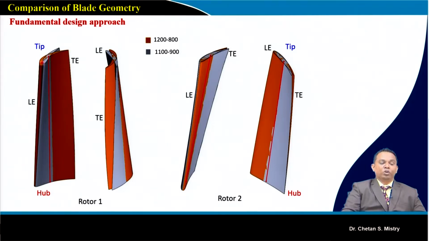For rotor 1, for 1200 Pascal, we will have a larger turning of flow near the tip region. If you consider rotor 2, there is not much variation. But at the same time, because of the change of aerodynamic loading near the tip region for rotor 1, the tip loading will accordingly change for rotor 2. Now this is all the fundamental method for the design that we were discussing.